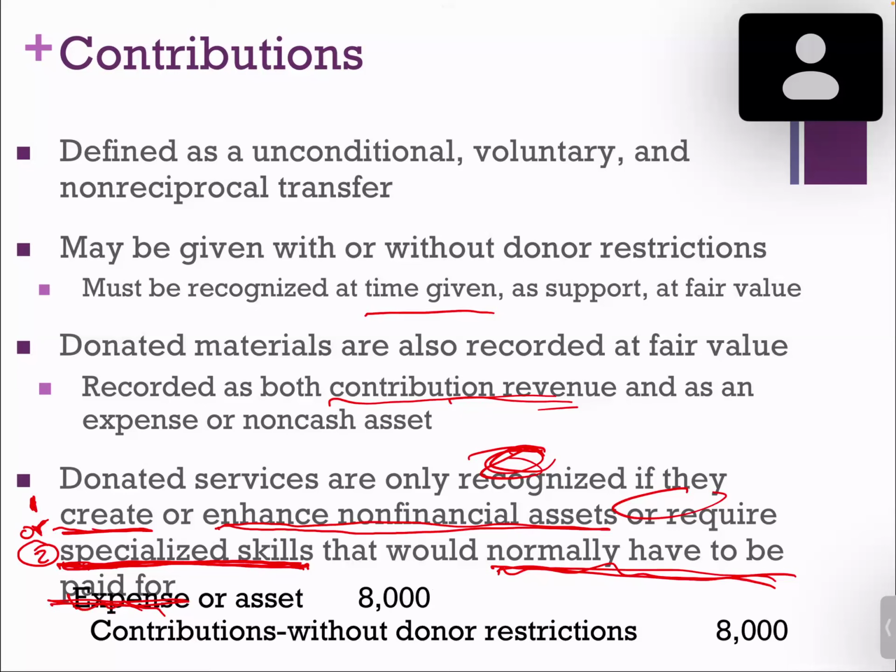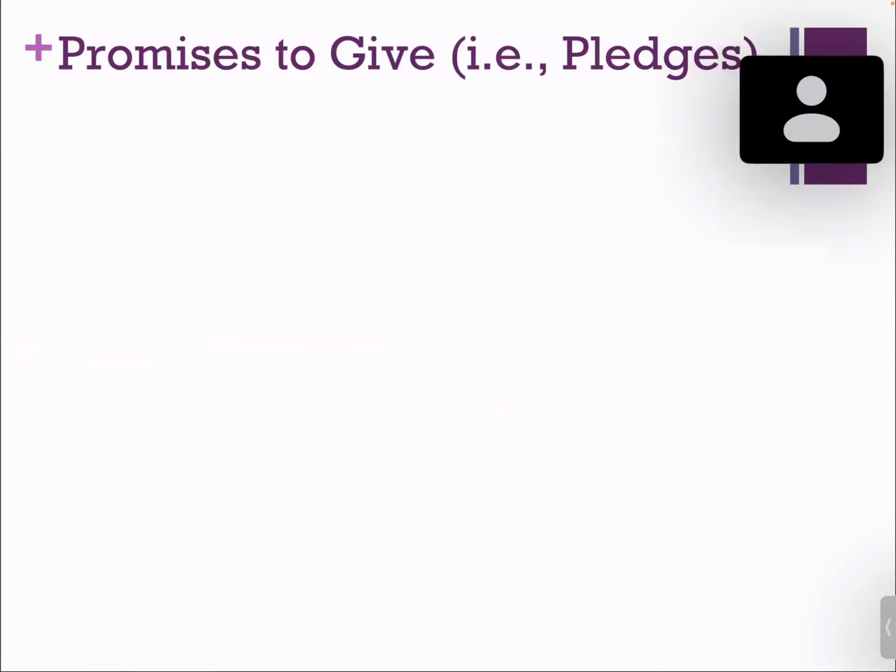We'll do some practice ones on this. And then this journal entry here was just that one that I was showing. So sorry, it's whatever drawn through, but basically there's contribution revenue, and then in this case it was either an expense because it was consumed or an asset if it has a longer lived life. Okay, pledges.